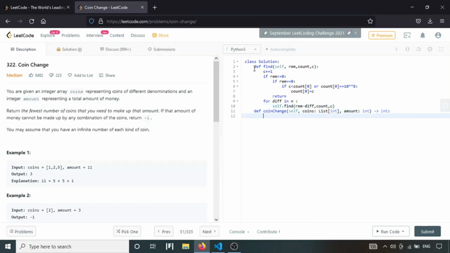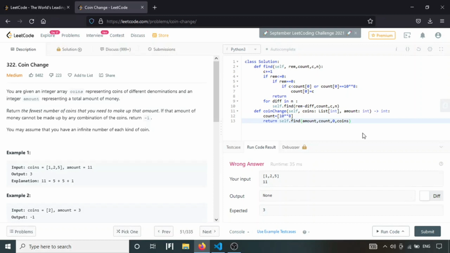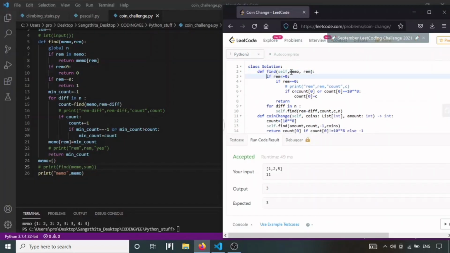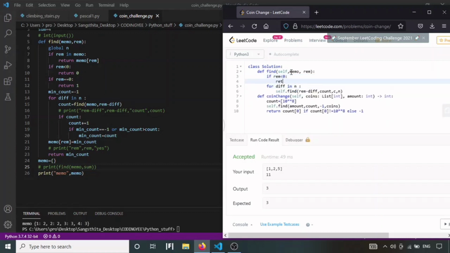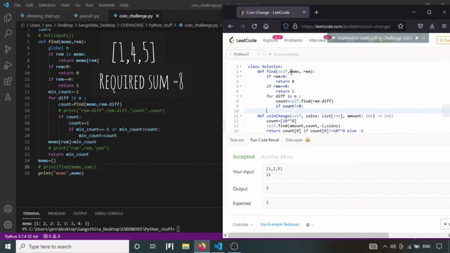The coin change problem is one of the classic ways to show that the greedy approach doesn't always work for dynamic programming, because in this question you are given a bunch of coins of different values and you have to pick the minimum number of coins that add up to a certain value. For example, if you are given 3 coins, 1 rupee, 4 rupees and 5 rupees, and you have to make the total equal to 8.